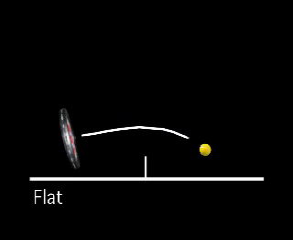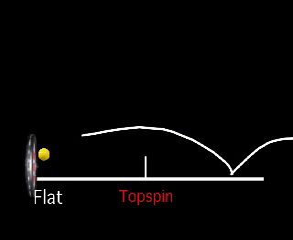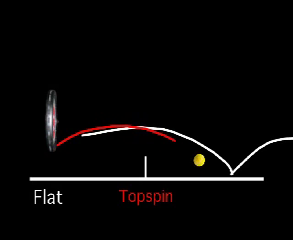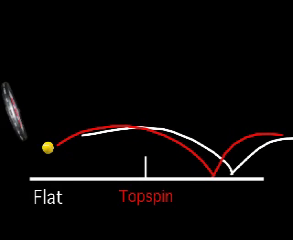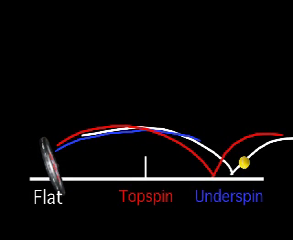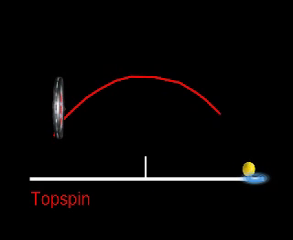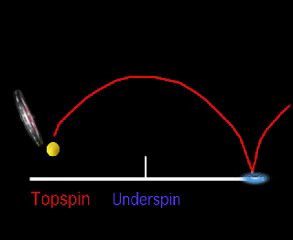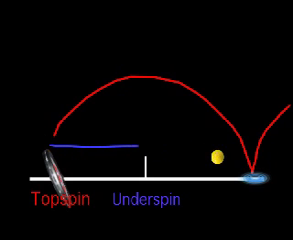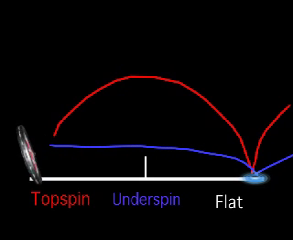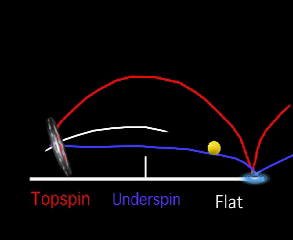Let's compare the 3 trajectories in a baseline rally. With the same height over the net and the same speed, topspin will drop sooner, and underspin will glide longer. To hit a target near the baseline at the same speed, topspin would have a higher trajectory. Underspin would have to have a lower trajectory.